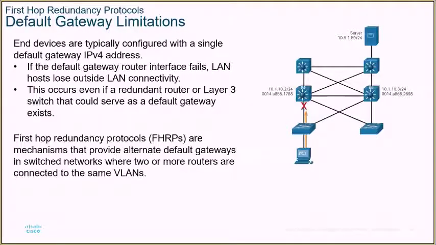So, of course, there is a bit of limitation with gateways. End devices are typically configured with a single default gateway for IPv4 addresses. If the default gateway router interface fails, LAN hosts lose outside LAN connectivity. This occurs even if a redundant router or layer 3 switch can serve as a default gateway. And so the first hop redundancy protocols are mechanisms that provide alternate default gateways in switch networks where two or more routers are connected to the same VLAN.